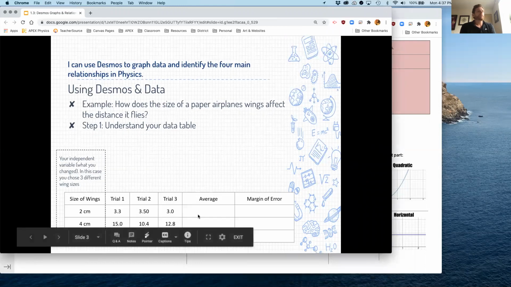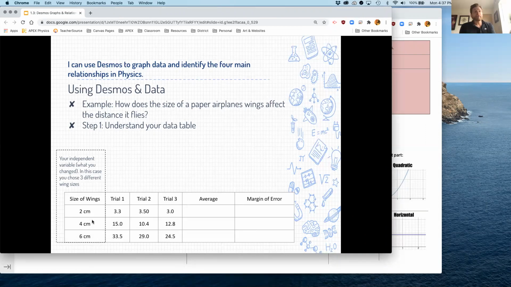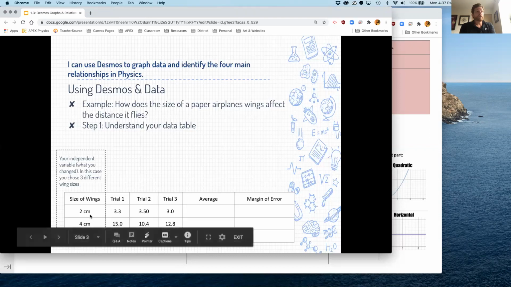Anyway, the first thing that you're going to see on the left here is the size of the wings. Okay, and that's my independent variable. So I have 2 centimeters, 4 centimeters, 6 centimeters. This is the size of the wings. This right here is always my independent variable, what I changed. All right. These right here are my dependent variables, but there are 3 trials. Okay, this is what I measured. So in the first trial, it went 3.3 meters, and then the next one, 3.50, and then 3.